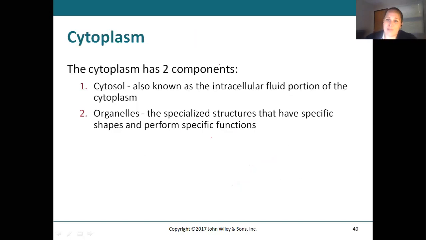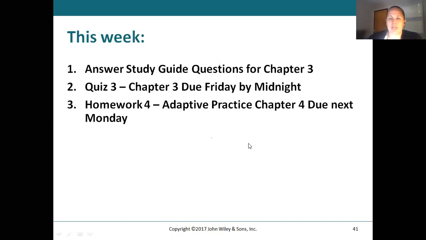Okay, so the cytoplasm, moving further into the cell just inside the plasma membrane, has two components. You've got the cytosol, which is known as the intracellular fluid portion of the cytoplasm. Given what we know about osmosis, recognize that it's going to be composed of solutes and ions and proteins, and that's going to change the concentration of the cytosol. And then you also have organelles that are specialized structures that have very specific functions within the cell. We're going to talk more about each one of those organelles and what their functions are in the next lecture, so please stay tuned.